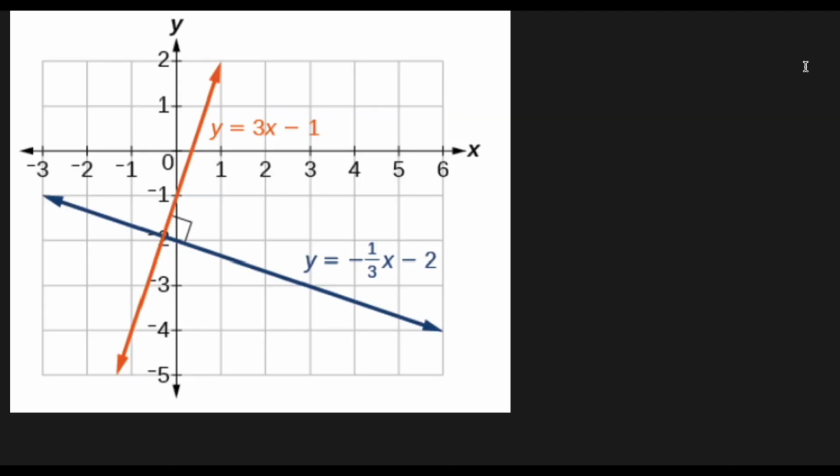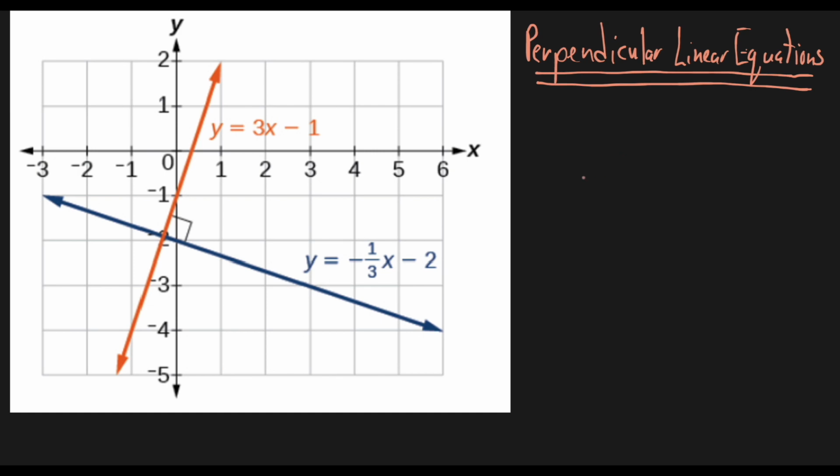Alright, so look at this one here. What do we have here? A right angle. So what is the relationship between these two lines? Perpendicular, excellent. So perpendicular linear equations, as you can see here, have different gradients. This orange line, what is its gradient? 3. Excellent. And what is its y-intercept? Minus 1.